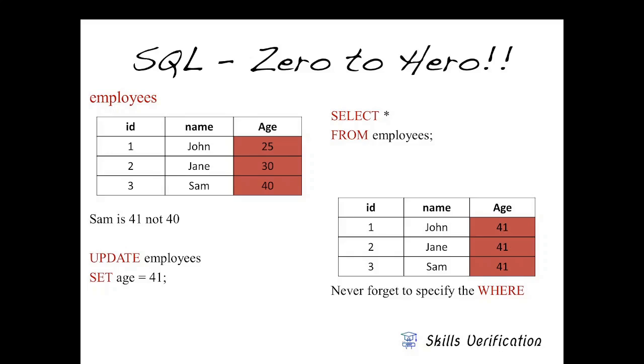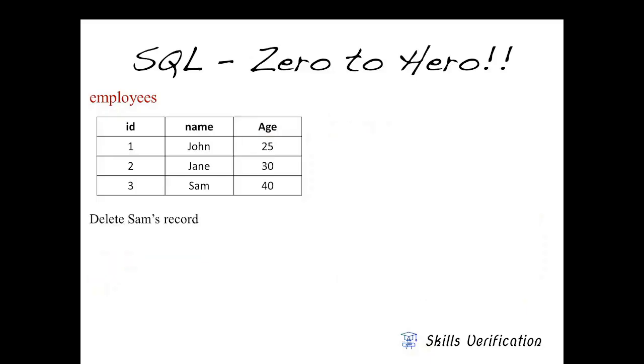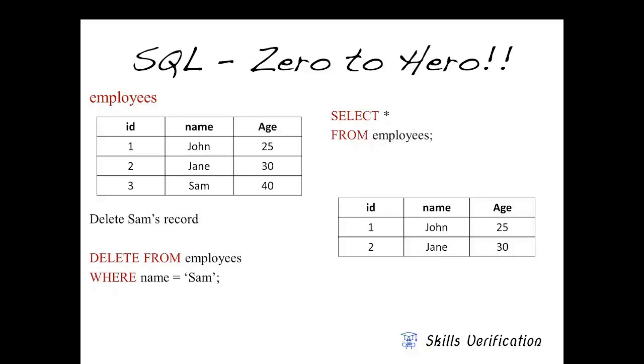Now, suppose Sam is leaving our company and we need to delete his record from our employees table. We can use the delete statement: delete from employees where name equals Sam. Selecting our table afterward shows that Sam's record has been removed.